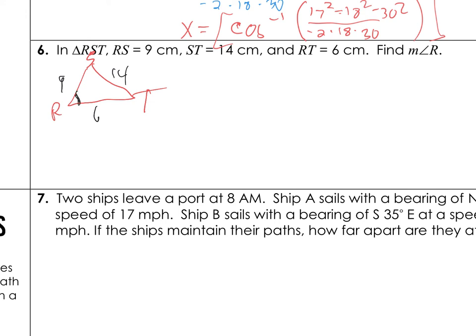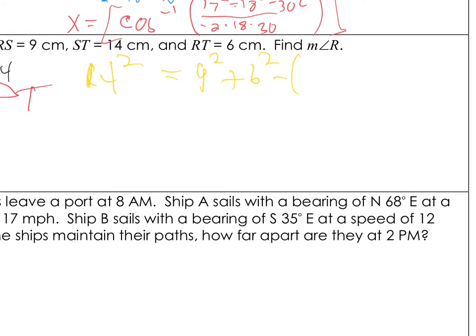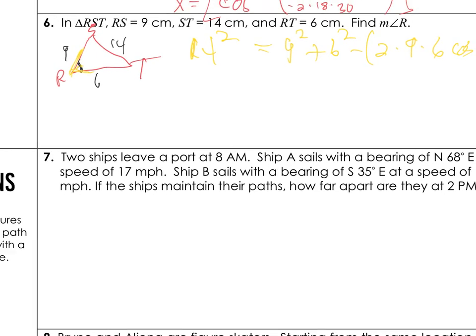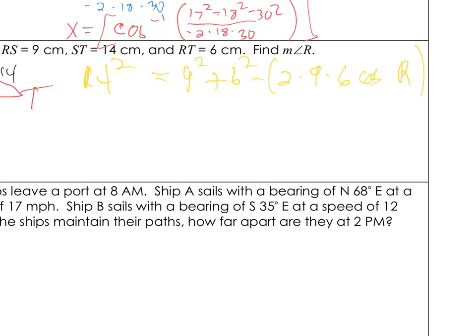So let's set this up. The most important decision right now is what number goes on the left of the equal sign. Obviously the number of the side that's across from my cheese sandwich. Okay. So the angle is the sandwich. That's a cheese, and this is my bread. So 14 squared goes there. Equals the 9 squared plus the 6 squared minus the 2 times 9 times 6 times cosine of R. That's basically it right there.